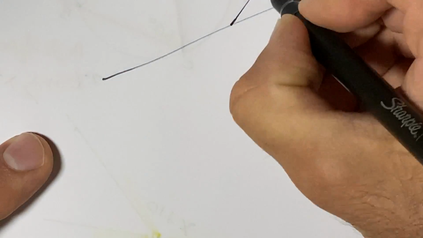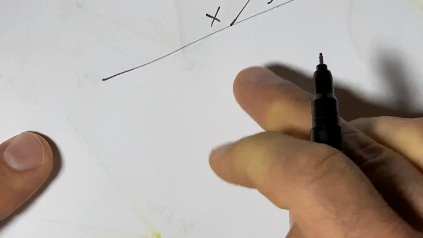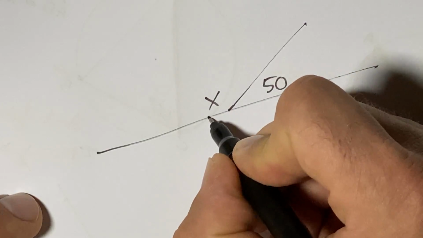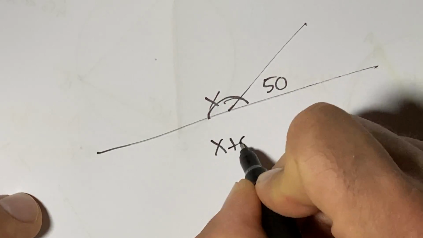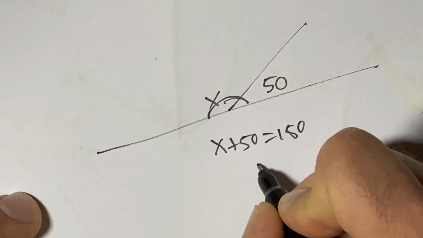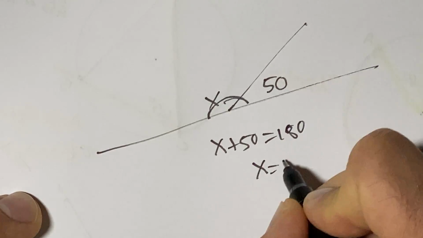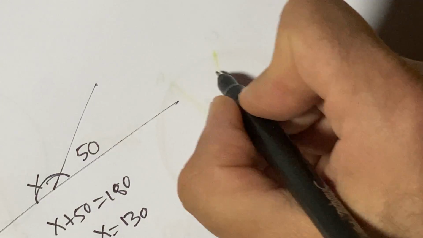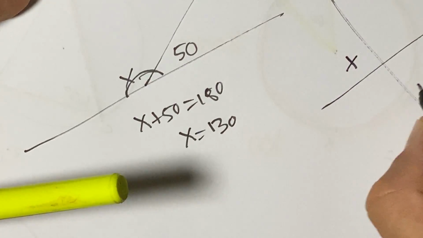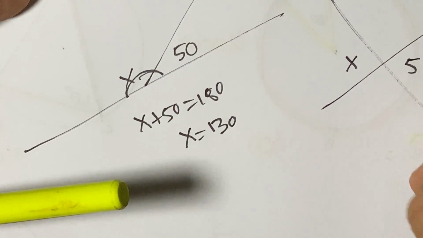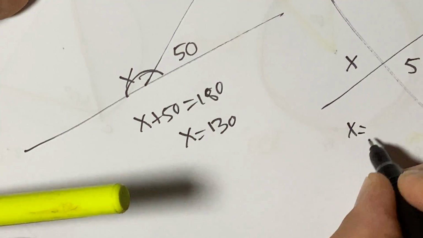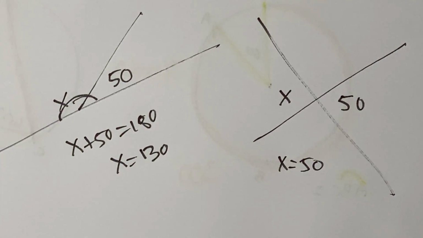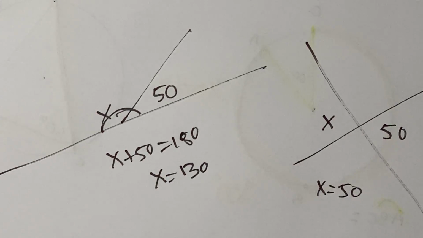Can you do a linear pair? If this is 50, how much is this? We learned that linear pairs represent half a circle, so x plus 50 is 180. x would be, when we subtract 50, 130. And can we do a basic vertical angle? If this is x, if this is 50, we know they are the same. So x would be 50. So that's some review in 5 minutes. If you can do these, you'll be great.